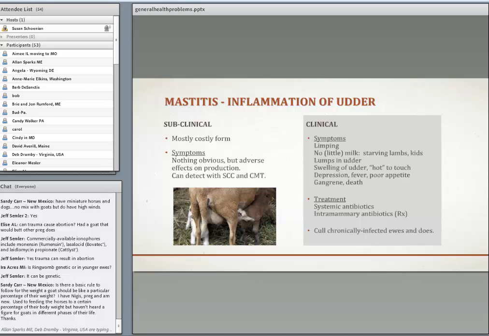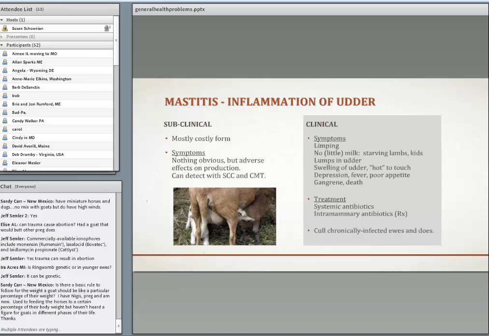On clinical mastitis, the first symptom you might see is she might be limping. You check her udder and there might not be any or much milk coming out, or you see kids and lambs that aren't really doing well. You feel lumps in the udder, there's swelling, it's hot to the touch. And then it runs the gamut all the way to death. She gets depressed, she develops a fever, she doesn't eat, you get gangrene, and she dies. So it can go, again, a whole horizon.